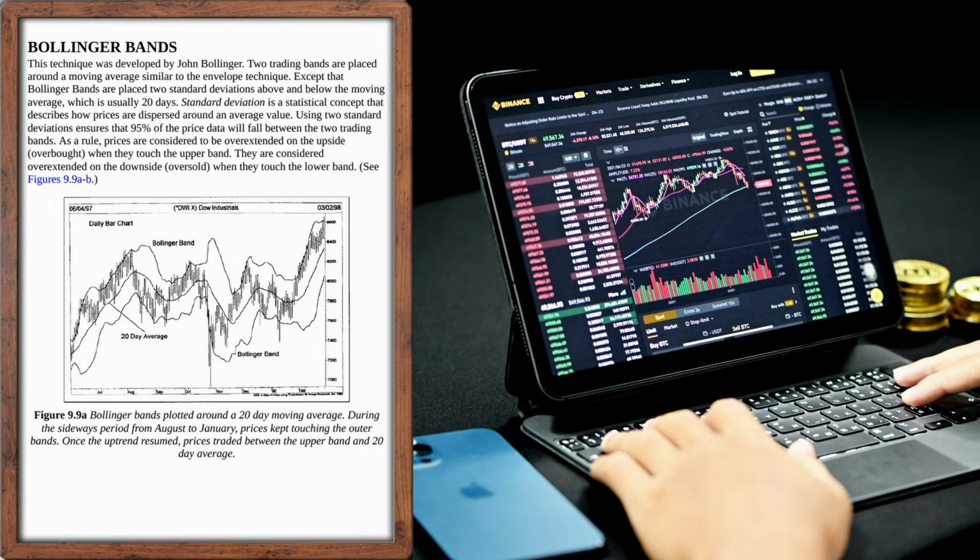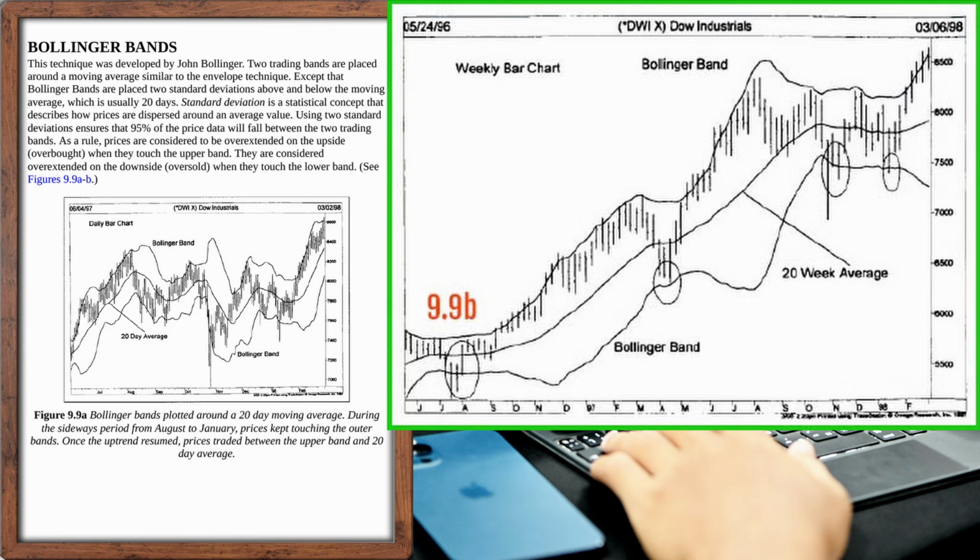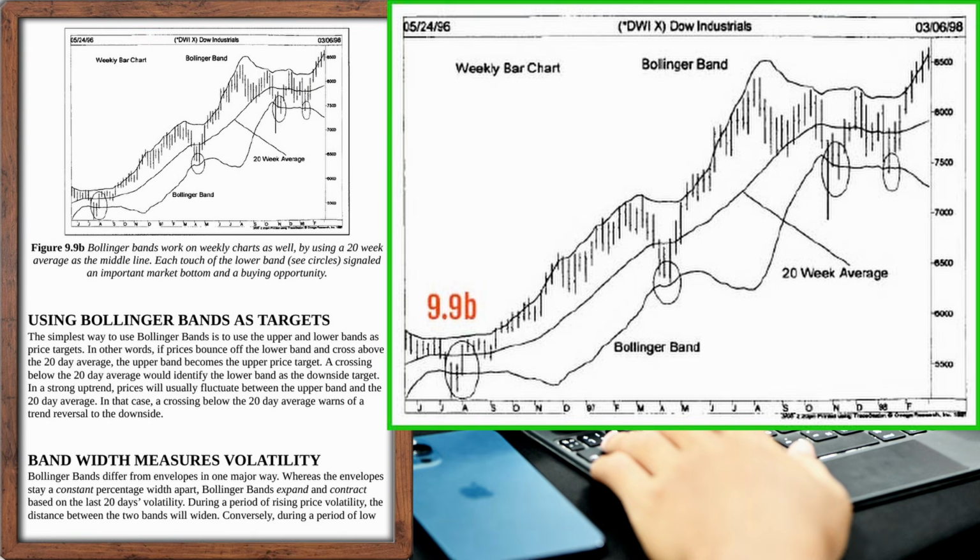Standard deviation is a statistical concept that describes how prices are dispersed around an average value. Using 2 standard deviations ensures that 95% of the price data will fall between the 2 trading bands. As a rule, prices are considered to be overextended on the upside, overbought, when they touch the upper band. They are considered overextended on the downside, oversold, when they touch the lower band. See Figures 9.9 a and b.